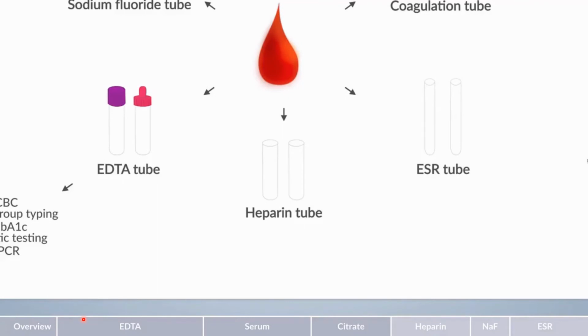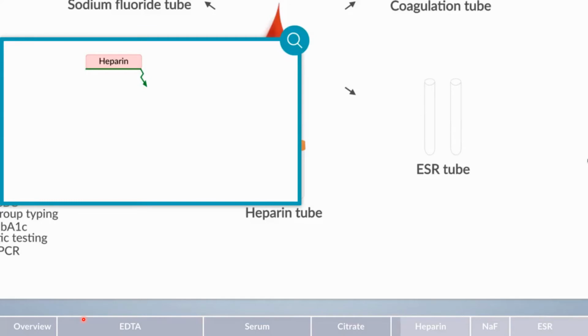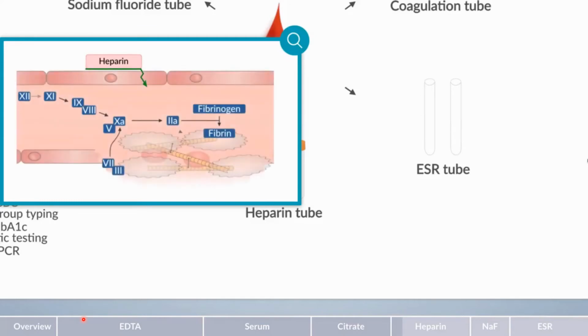The heparin tube has a green cap in accordance with the international standard and an orange cap in accordance with the European standard. It contains heparin. Heparin is a polysaccharide that acts as an anticoagulant and forms a complex with antithrombin 3. Antithrombin 3 inhibits blood clotting by binding to the activated forms of factors 10 and 2. However, as a complex, antithrombin 3 and heparin inactivate factors 10 and 2 more rapidly.